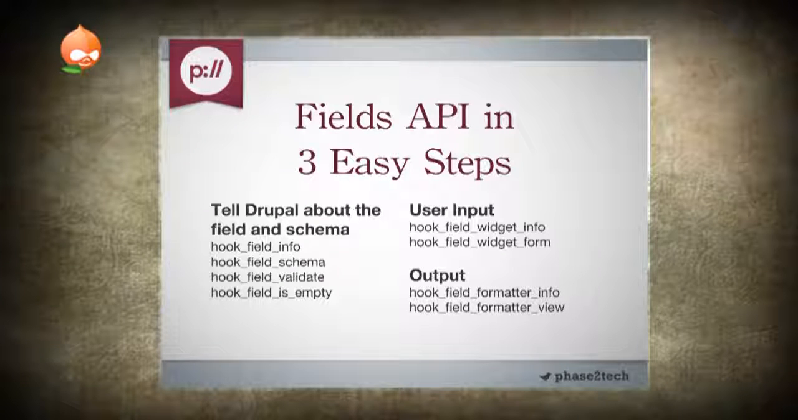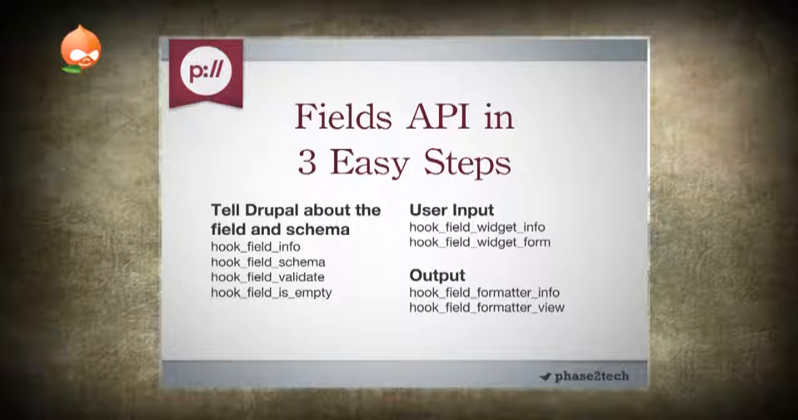So Fields API in 3 easy steps. Step 1, you just have to tell Drupal about the field. You're defining a new field, and you're going to do that with hook_field_info. You may need to define the schema. This is the same exact thing as hook_schema when you're doing anything else with a Drupal module. It's just hook_field_schema. It's the database schema that's going to hold the data that you capture. And then hook_validate, hook_is_empty. Those are things that I'm not really going to go into here because it's kind of tedious.